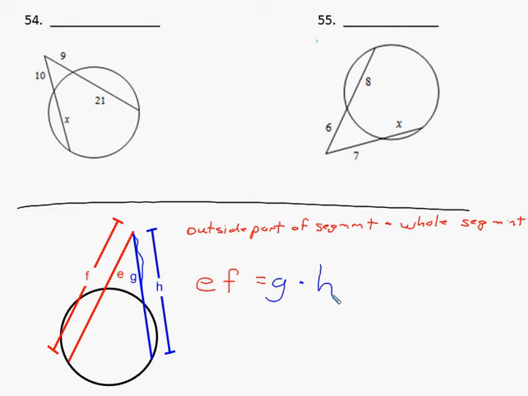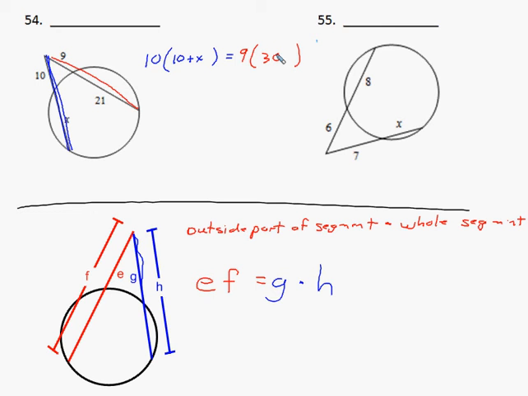And so coming up to our couple examples here, let's say that's our blue one, so we have to be careful here. We have the outside part, which is 10, times the whole length. Well, the whole length here is 10 plus x. And then that's going to be equal to our red part here, the outside part, which is 9, times the whole thing, so 9 plus 21 is 30.